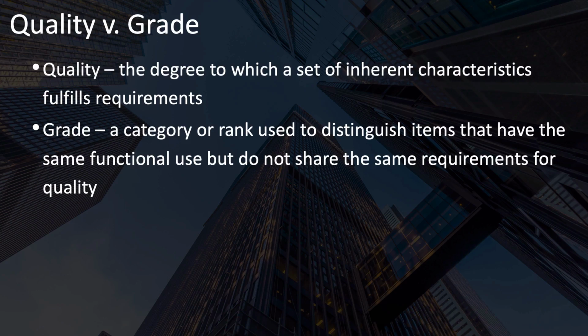For example, a car that costs $50,000 that is in every way superior to a car that costs only $20,000 is higher grade, but not necessarily of higher quality. Quality is the measure of how well something meets the requirements. If all the customer's requirements are met by the $20,000 car, then the $50,000 car is of lower quality than the $20,000 car. The more expensive car is higher grade, to be sure, but it's lower quality.